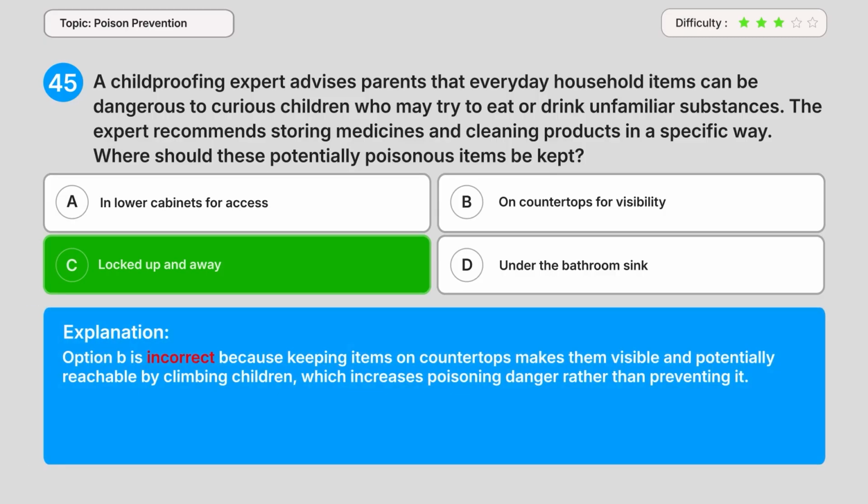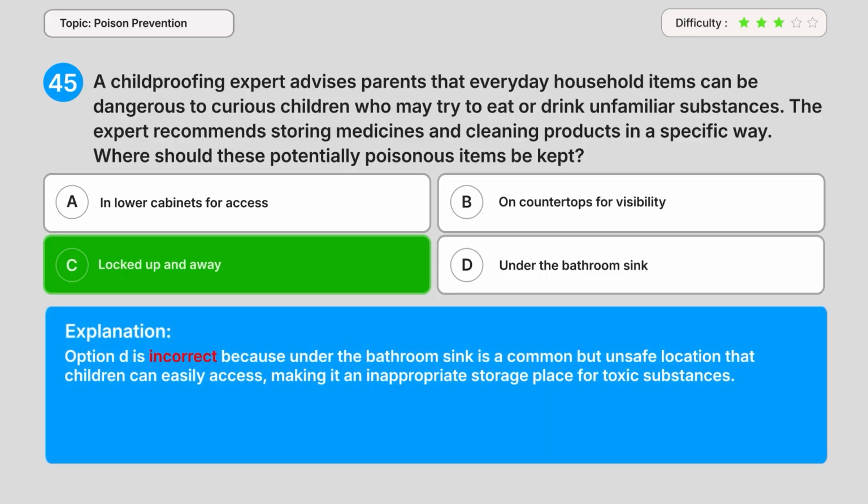Option B is incorrect because keeping items on countertops makes them visible and potentially reachable by climbing children, which increases poisoning danger rather than preventing it. Option D is incorrect because under the bathroom sink is a common but unsafe location that children can easily access, making it an inappropriate storage place for toxic substances.